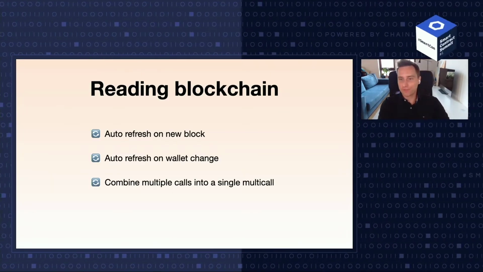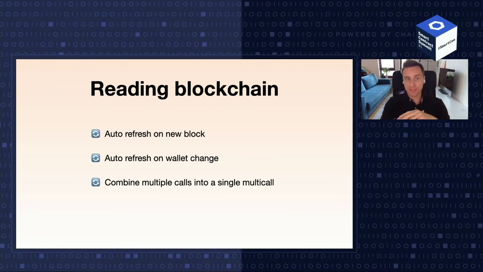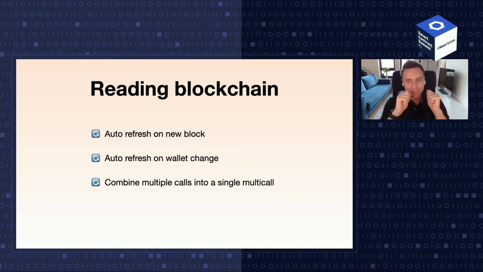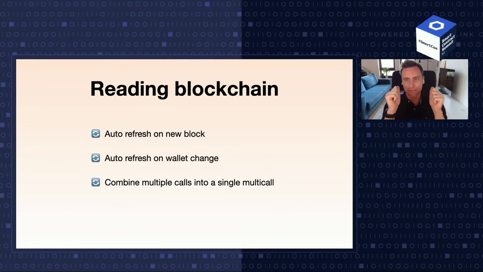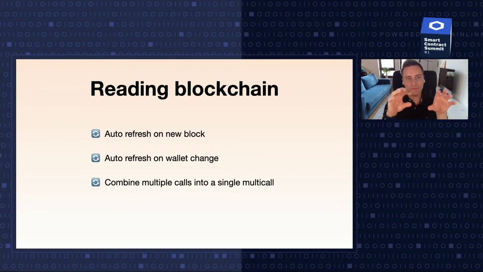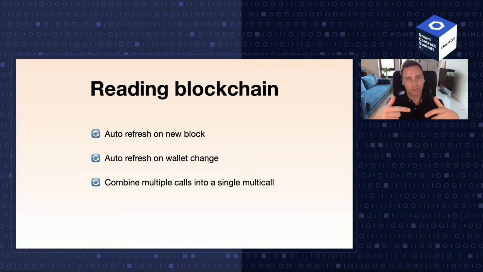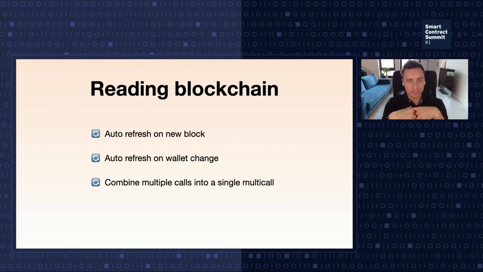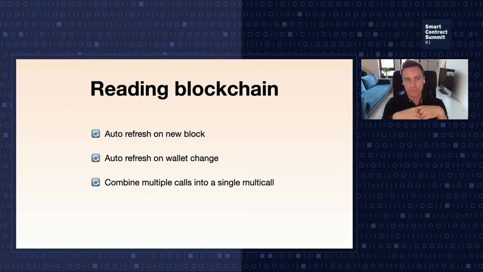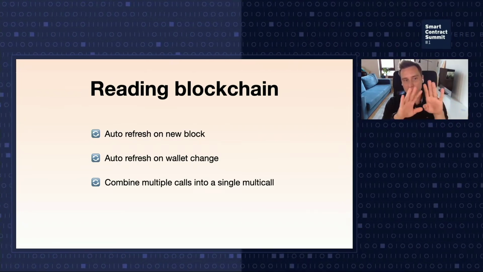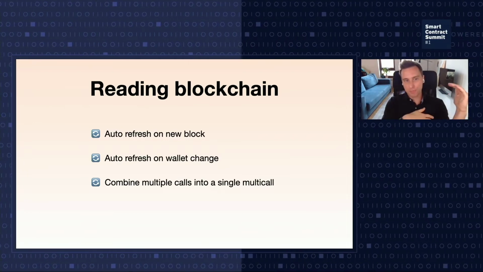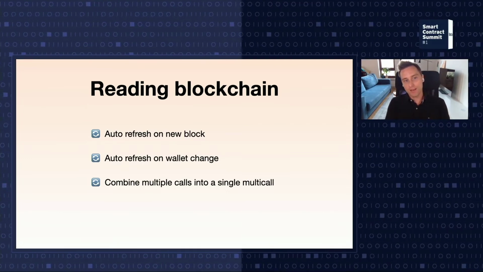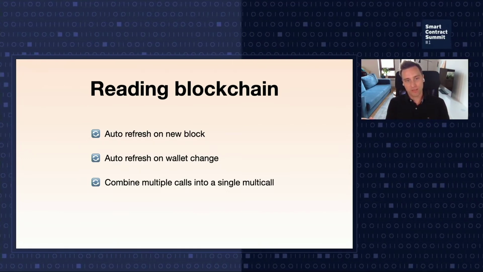And now we're going to reading from the blockchain. So we have these functions that allow you to read from the blockchain. And here is something really clever going on. First of all, every value that you display will auto refresh every time a new block arrives, but only if the value has changed. This will also happen if you change the wallet or if you change the network. But more importantly, all the things that are visible on the screen are going to be put into one list, and all those calls are going to be squashed into one single multi-call. So every few seconds, there is a call to check if a new block has arrived.